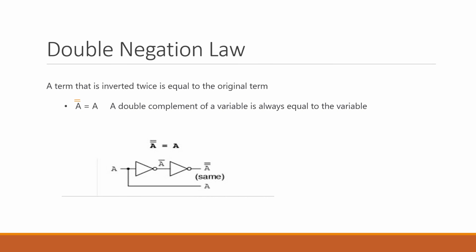Next one is double negation law. A term that is inverted twice is equal to the original term. That is A dash dash equal to A. A double complement of a variable is always equal to the variable. So this is a logic diagram for the double negation law. We have two inverters. The first inverter converts the A value to A dash, and again the A dash value is converted to A double dash, or A.